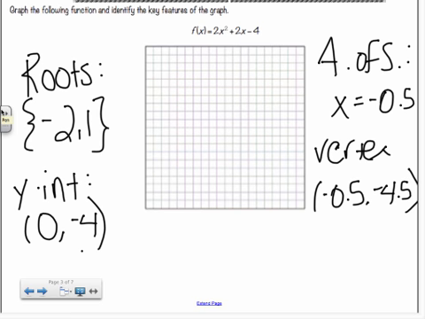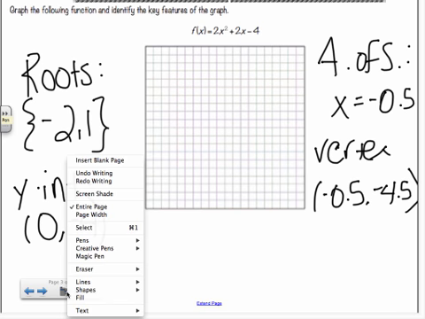I also need to figure out what y values I need to go from. And I know my roots occur at 0, so I have to have 0 included. And I know my y-intercept is -4 and my vertex is -4.5. So I'm really only concerned about the negative values for my y values in this specific example.